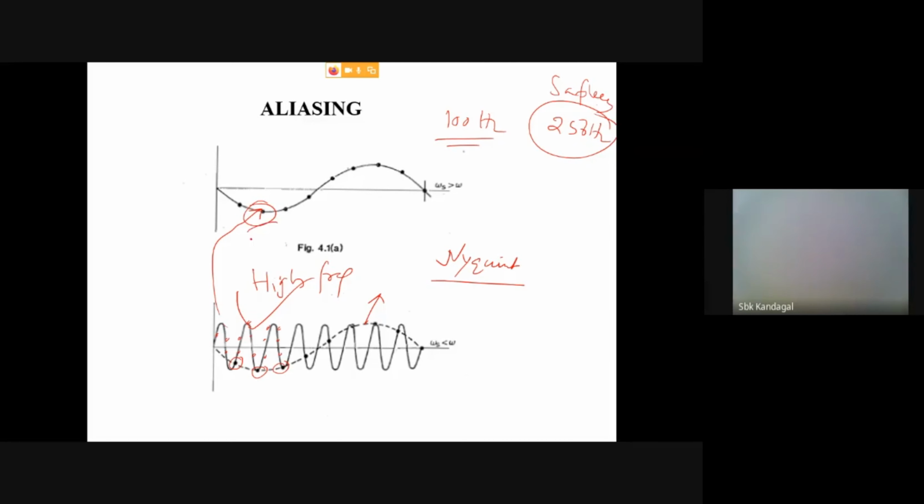To avoid this, it is better to sample at 2.56 times the frequency of interest. Suppose you are conducting an experiment up to, let us say, 100 hertz, you sample at a minimum of 256 hertz sampling rate. By that way you can avoid the aliasing problems.